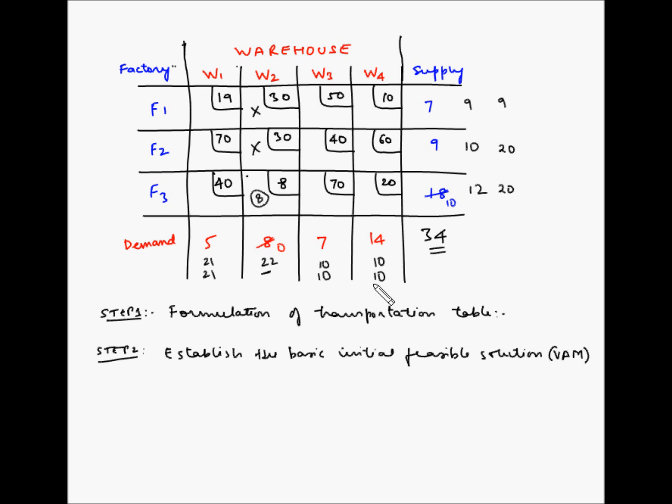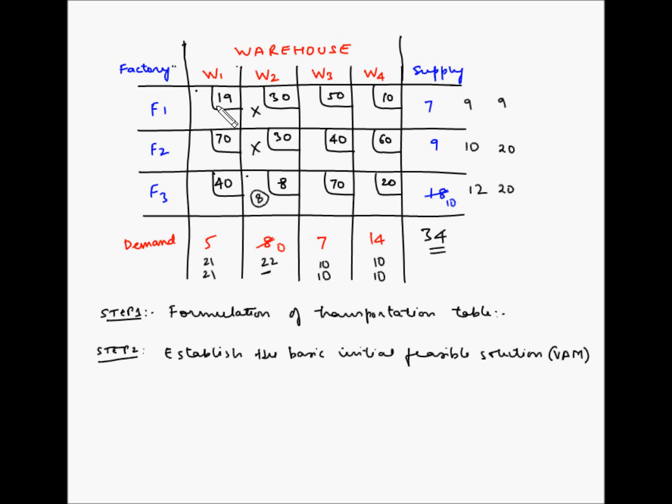Now let's evaluate the row or column which has the highest opportunity cost, and that turns out to be W1 with an opportunity cost of 21. So let's allocate the maximum that can be allocated to the cell in this column with the lowest cost. So that cell is F1W1.